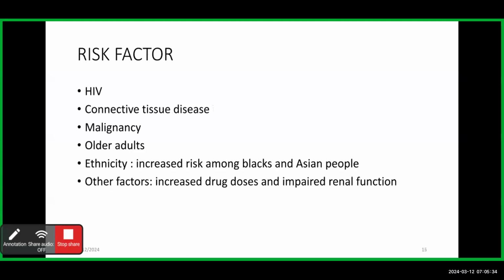The risk factors associated with this include malignancy, older adults, and ethnicity, especially Black and Asian groups. Other factors that might put the patient at risk include if the dosage of the drug used is on the high side, and patients with impaired renal function, which could affect the clearance of the drug.